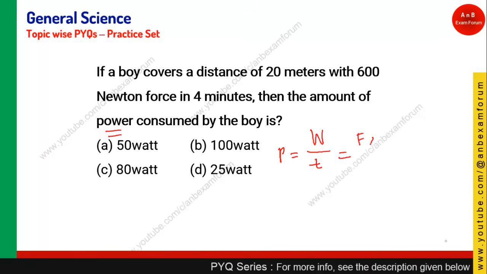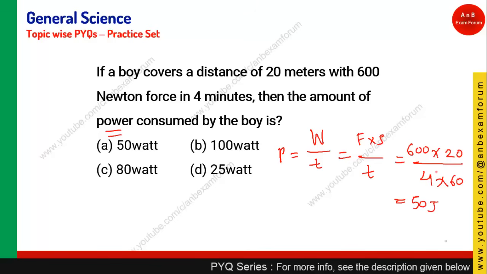F into S cos theta, but I am assuming that theta is 0, so I am ignoring that part, divided by time taken. What is the force? Force is 600, distance is 20 meter, time is 4 minutes. You need to convert into seconds, so into 60. And if you solve this, you will get 50 joule.